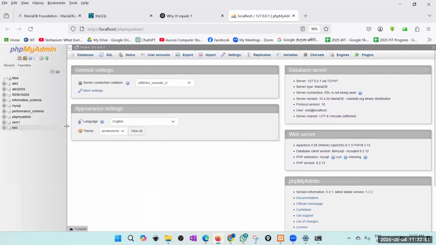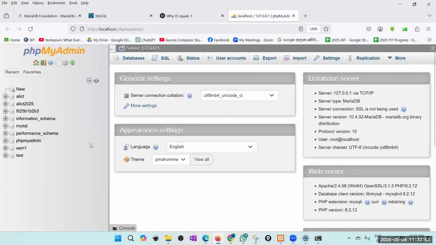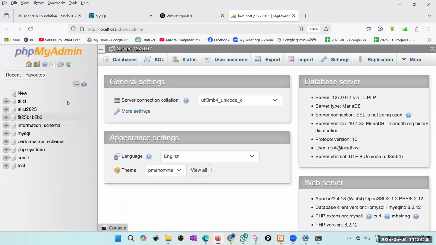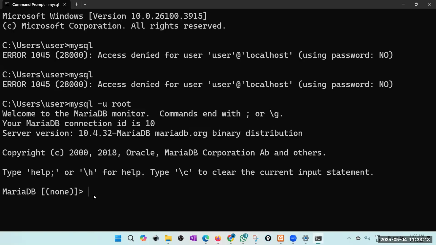Right. So initially, you will not have this number of databases, maybe just one database called system or MySQL. So these are the databases I have created. So from here, you can create a database. Right? So now you have two options. You come to phpMyAdmin and do all the work. Second option, you do all your work using the command line.